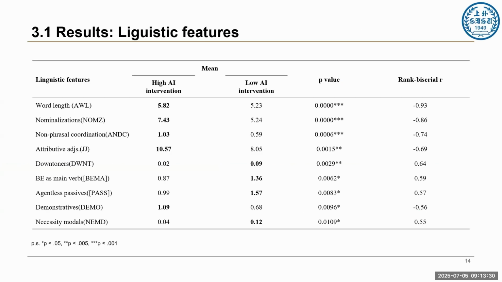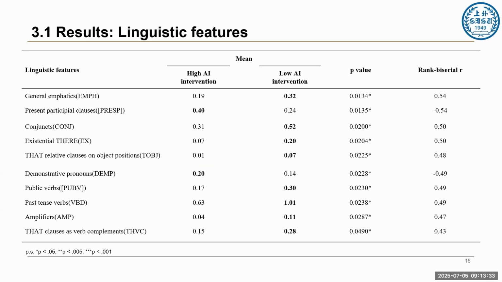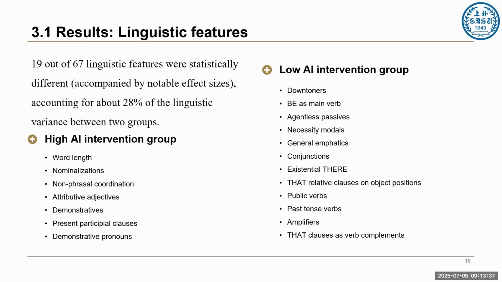The results show, next slide. The results show that 90 out of 67 linguistic features were statistically different, with notable effect sizes ranging from medium to large. It's accounting for about 28% of the linguistic variance between the two groups. In specific, the high AI intervention group is characterized by word length, nominalizations, non-phrasal coordination, attributive adjectives, demonstratives, present participial clauses, and demonstrative pronouns, and these are the features that relate to the low AI intervention group.